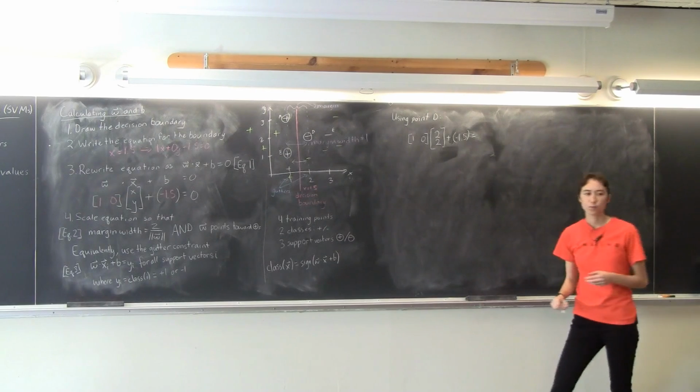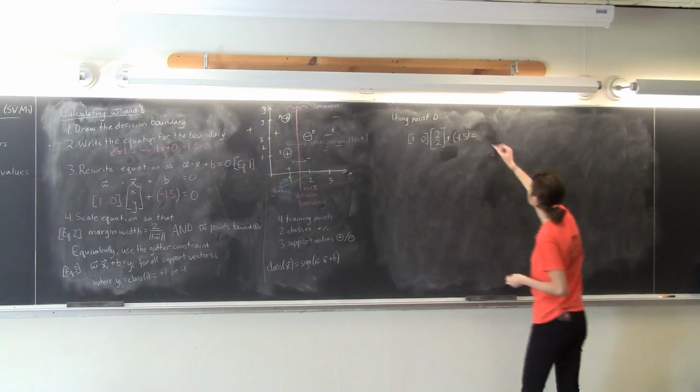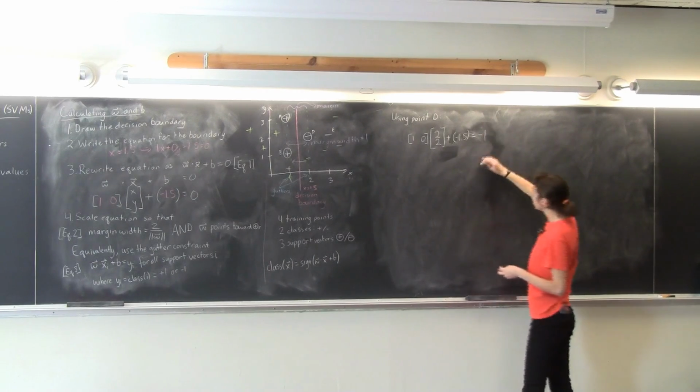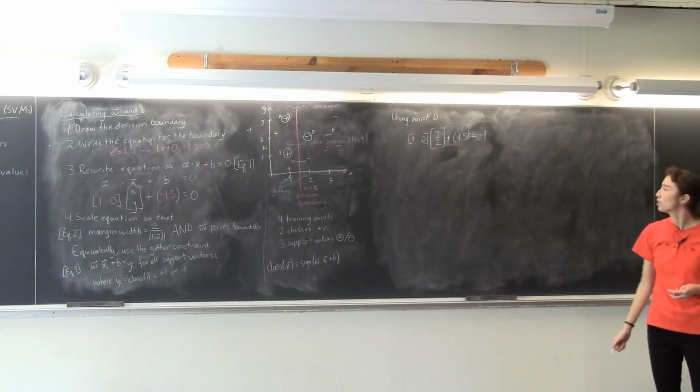And what do we want that to be equal to? What's the classification of point D? -1. So this is what the gutter constraint says should be true. Is it true? What's the left side equal to?